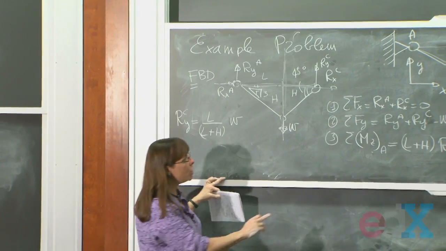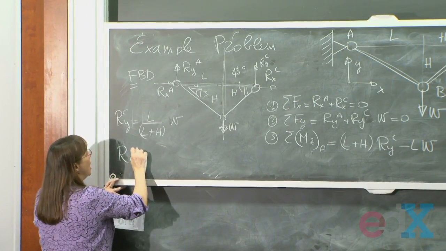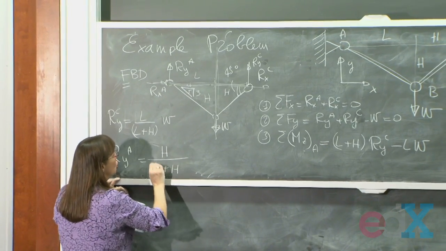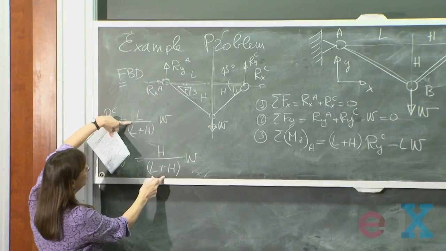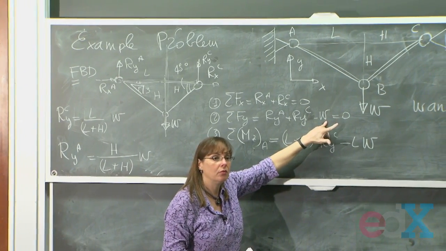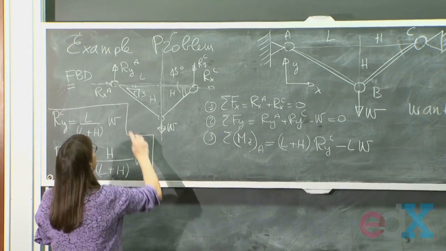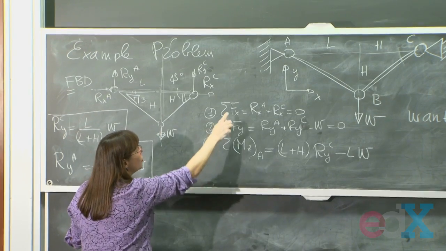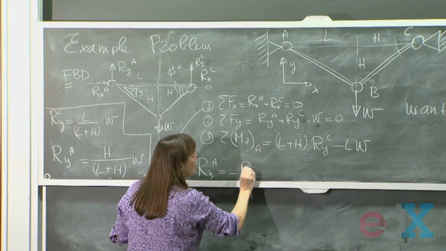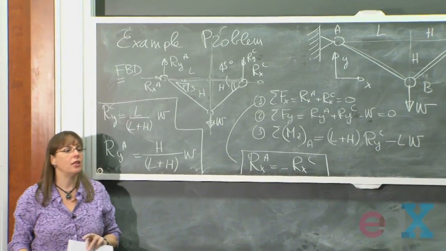All right, so from this equation here, I see that Rya is equal to H divided by L plus H times W, so that when I sum them together, I get L plus H over L plus H, which is 1, and together they give me W. And from this equation here, so this is good news. I already figured out this guy and this guy. Now from this equation here, I only get that Rxa is equal to minus Rxc. That's all I get. You see? I don't know how much it is.